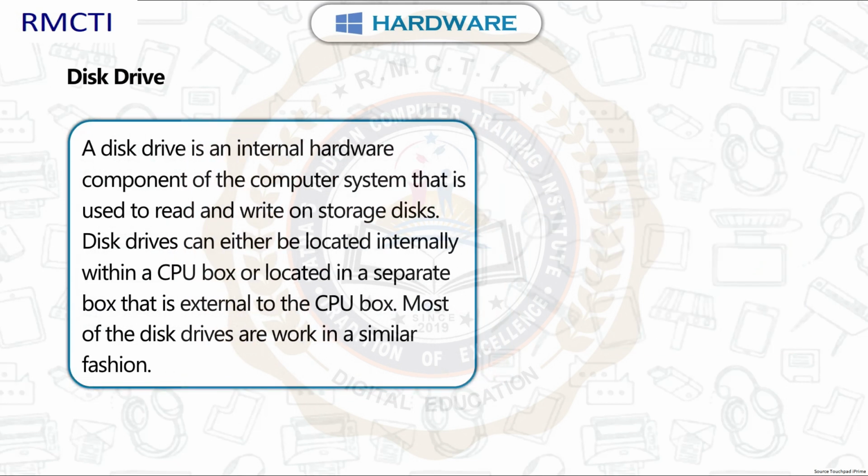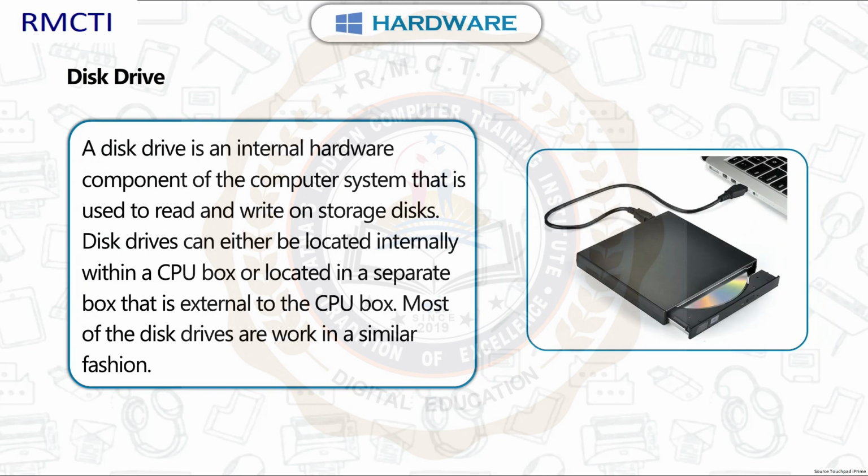Disk drive. A disk drive is an internal hardware component of the computer system that is used to read and write on storage disks. Disk drives can either be located internally within a CPU box or located in a separate box that is external to the CPU box.